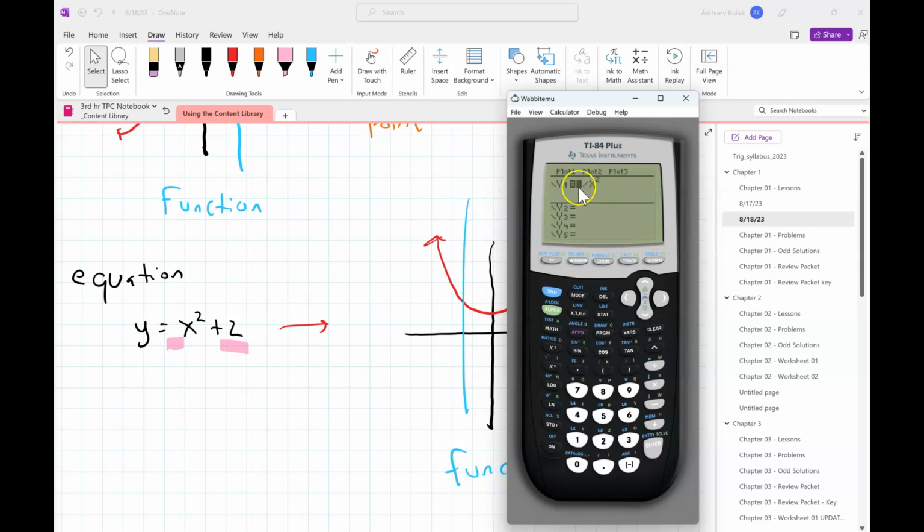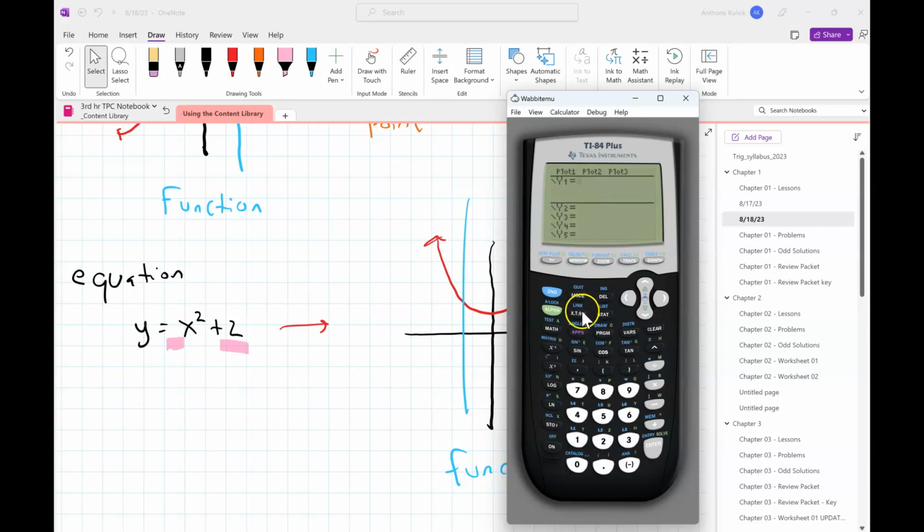The first thing that I'm going to want to do is, if there's anything else in my Y equals menu, I'm going to get rid of that by just pressing the clear button. So I might move up or down to different slots if there's other things in there and just clear everything out of there so that I have a fresh, clean slate to work in. Is everybody okay so far?